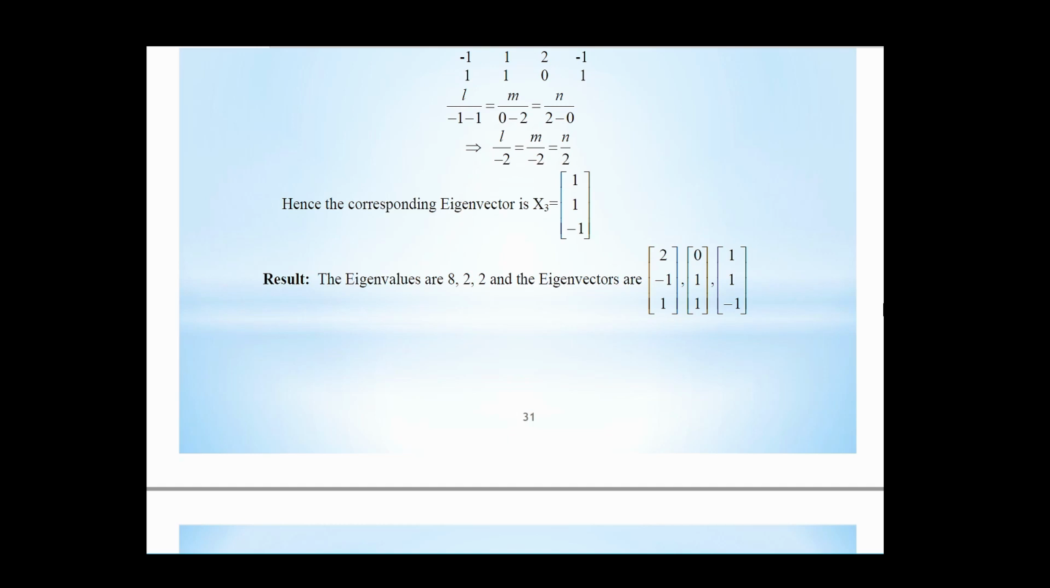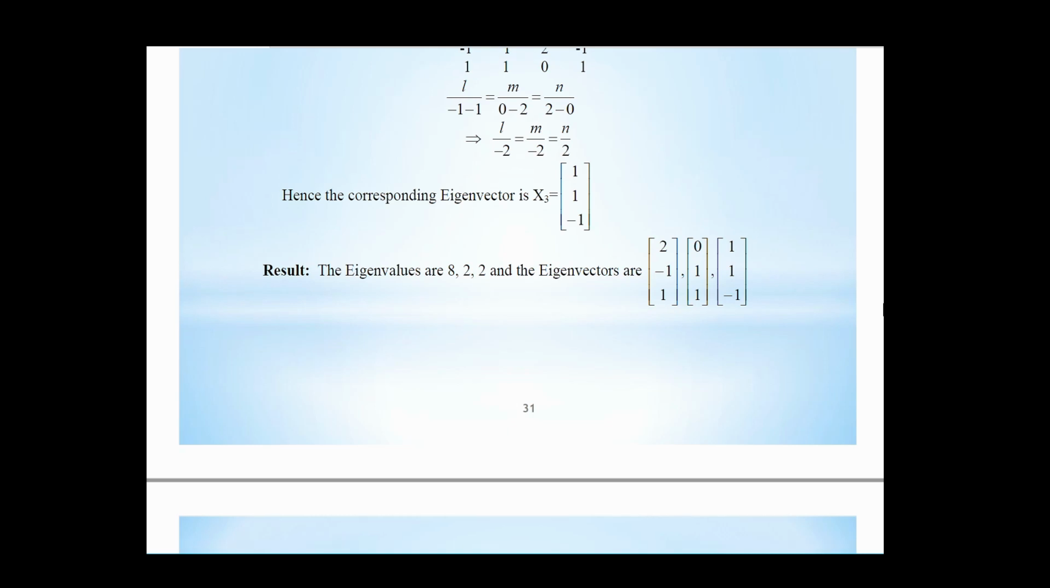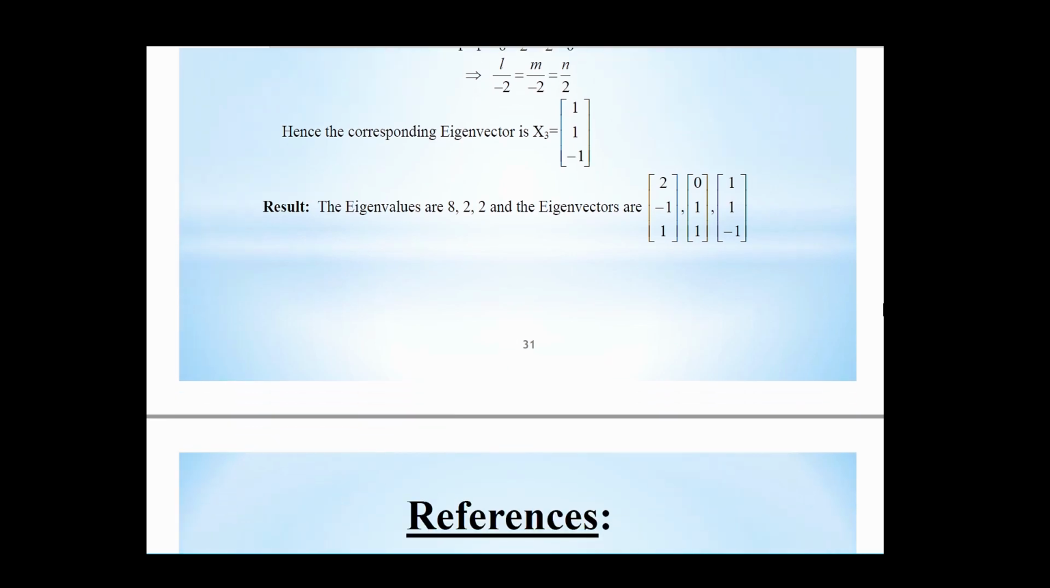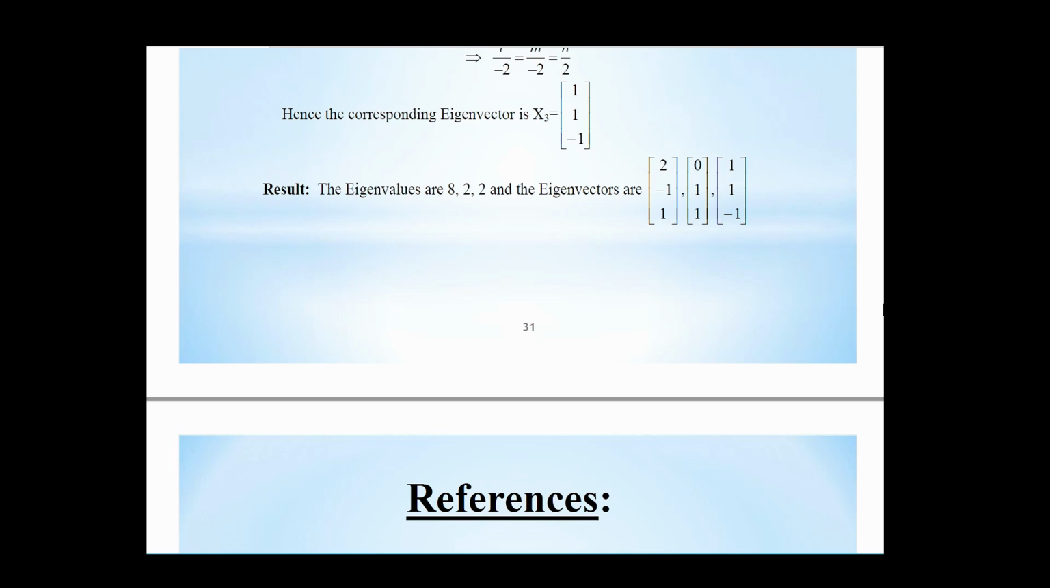We know already that the eigenvalues of the given matrix are 8, 2, 2, and the corresponding eigenvectors are 2, minus 1, 1; 0, 1, 1; 1, 1, minus 1.